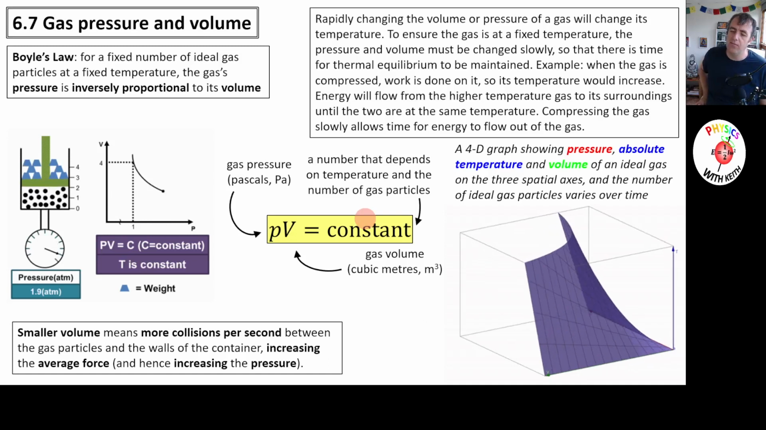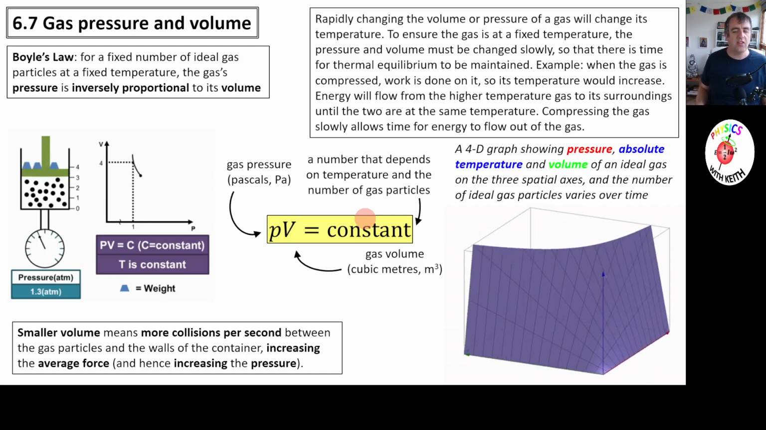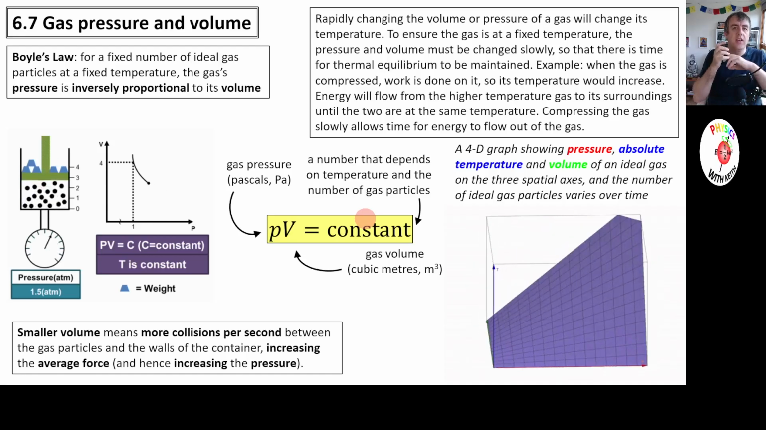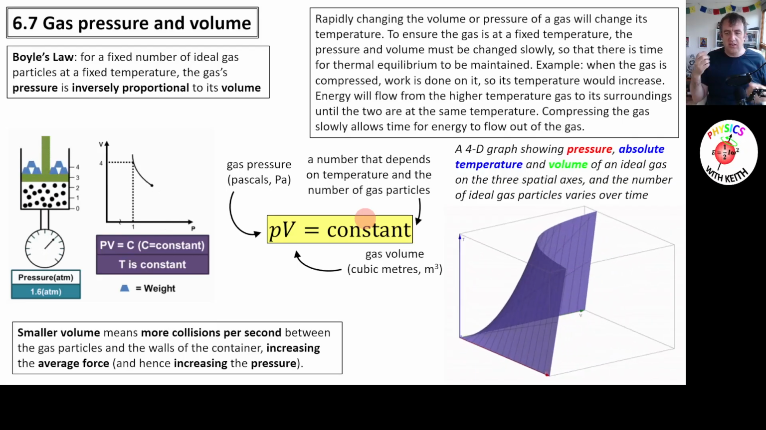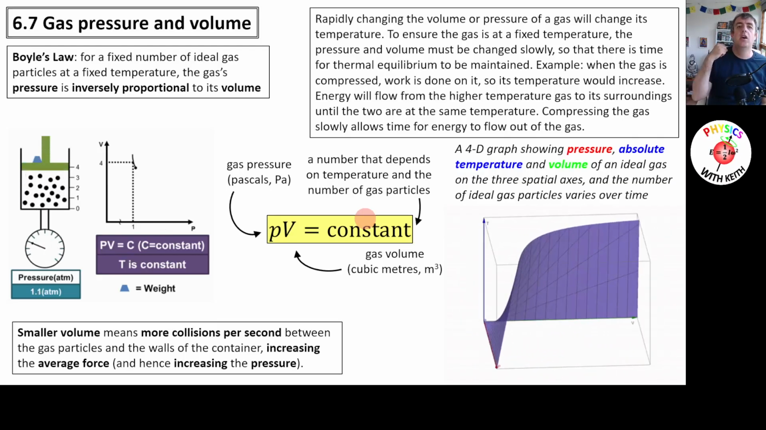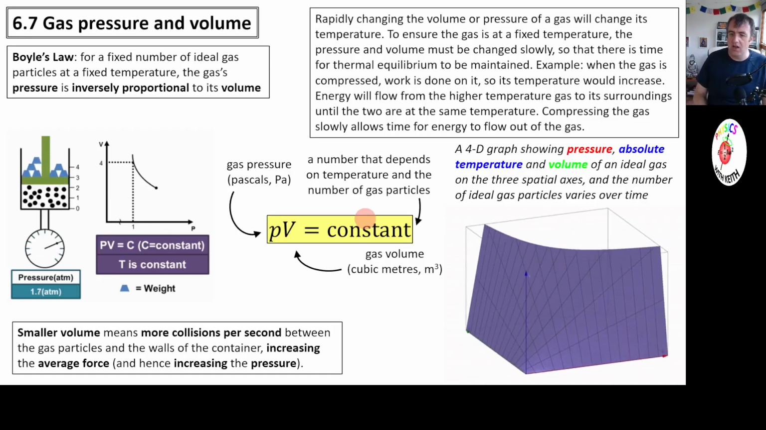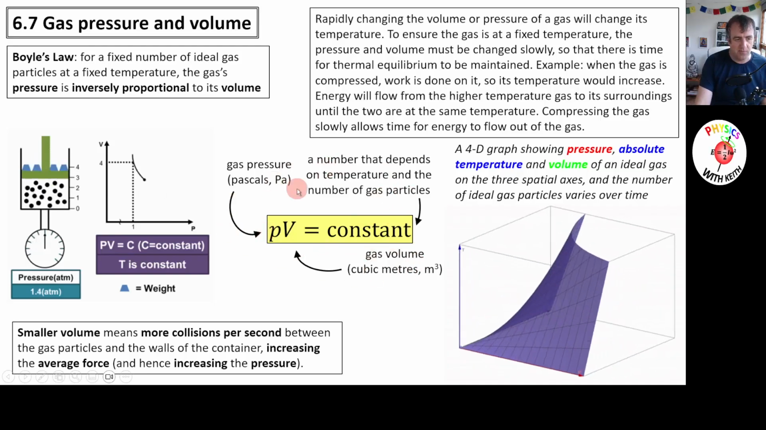So the rapid decompression drops temperature. That's why when you spray a deodorant can, you'll notice the can gets colder. It's because the gas is escaping, so the pressure inside it is reducing. So rapid decompression reduces temperature. Rapid compression increases temperature.